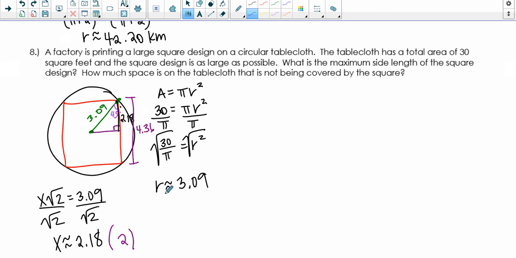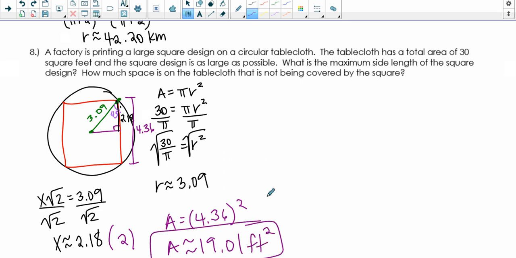Well, it's a square, so the area of a square is 4.36 squared. So the area is approximately 19.01 feet squared. Okay. Now, the other question, oh, I'm sorry, that totally wasn't even the question that was being asked. The maximum side length, I just did way too much, is 4.36. 4.36 feet. Cool. Now, sorry, I'm going to use this for the next part.